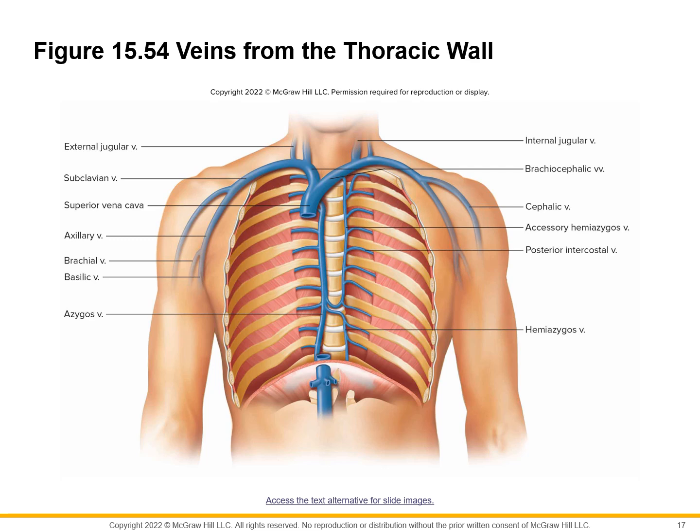The azygous and hemiazygous, which drain the walls of the thorax and abdomen, both will drain into the superior vena cava. So superior vena cava receives the blood from head and neck, upper limbs, and the thoracic and abdominal walls.